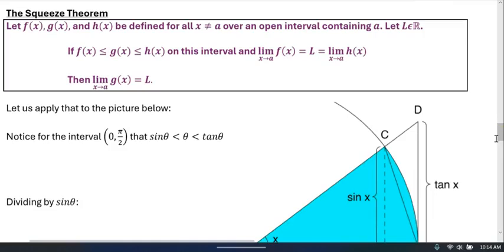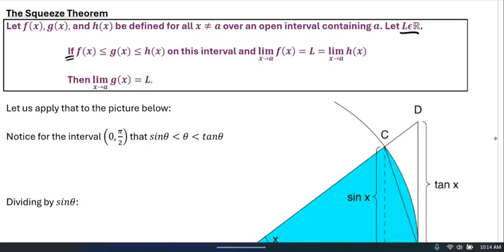So let f, g, and h be defined for all x not equal to a over an open interval, and let L be just an element of the real numbers. That's what this notation means right here: let L be any real number. So we have this theorem that if f is less than or equal to g, which is less than or equal to h on the interval, and the limit as x goes to a of f of x is L, which is equal to the limit as x goes to a of h of x, and this is an if, right? Then it must also be true that the limit of g of x is equal to L.